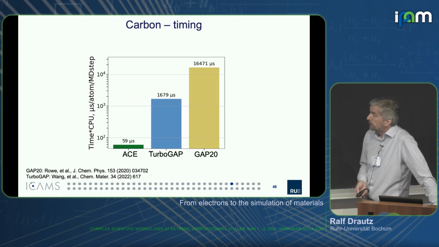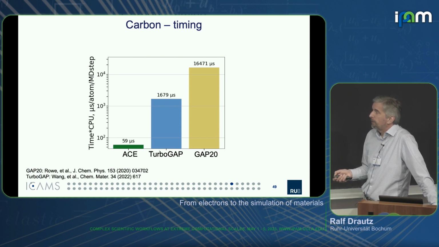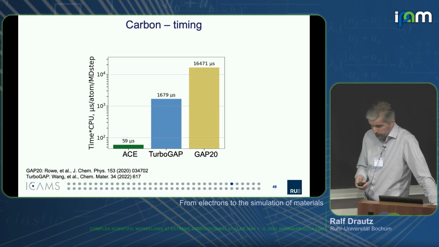And then we can also compare the CPU time, of course. And as I said, ACE is efficient compared to other methods. So GAP is here. The TurboGAP, they did an excellent job bringing this down 10 times. And we are here, and if we put it on GPUs, we are reaching, let's say, the 1 microsecond per atom force call on a complete GPU timescale.